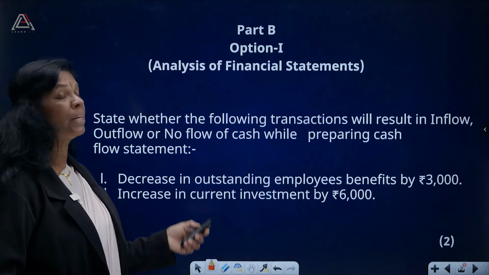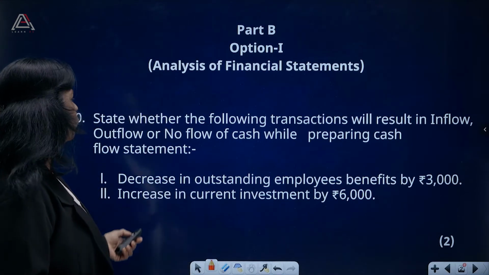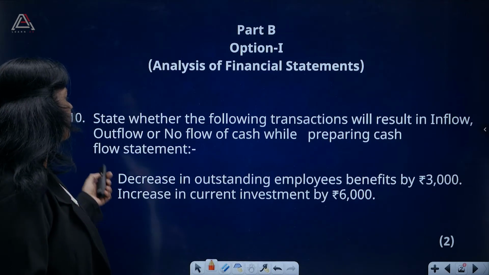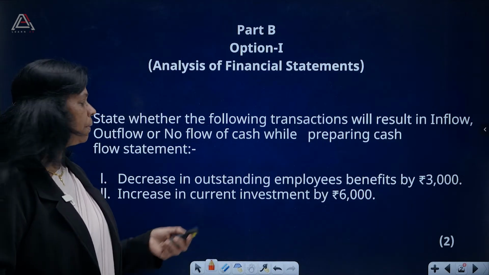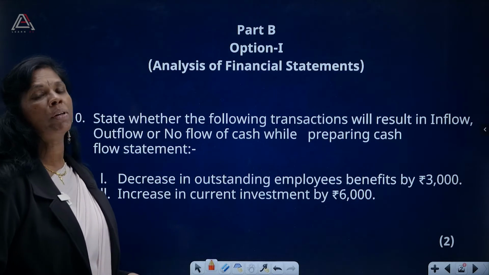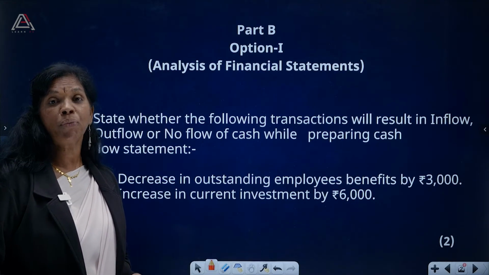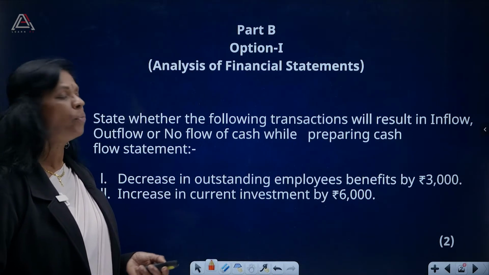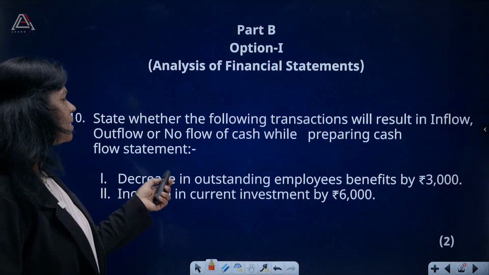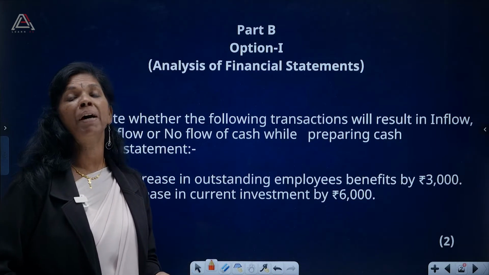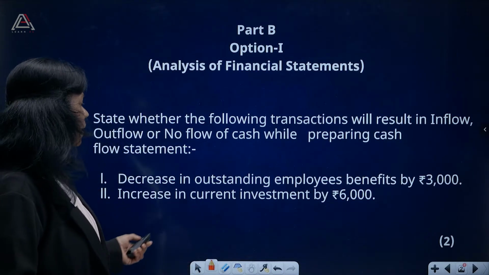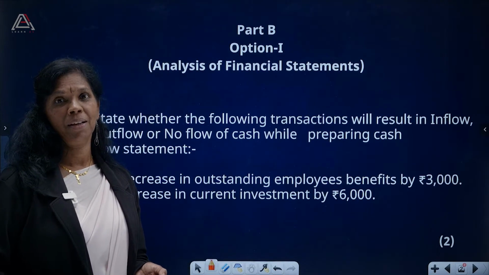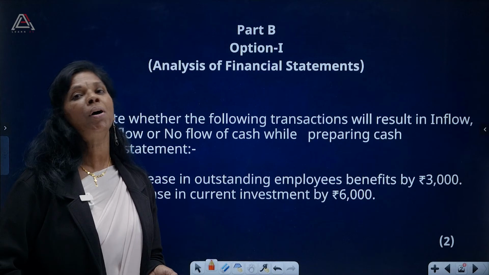State whether the following transaction will result in inflow, outflow or no flow of cash while preparing cash flow statement. From the choices given, you have to identify whether it is inflow of cash, whether it is outflow of cash or whether there is no flow of cash. First item, decrease in outstanding employees benefit by rupees 3,000. Do you know, is it outflow or inflow?